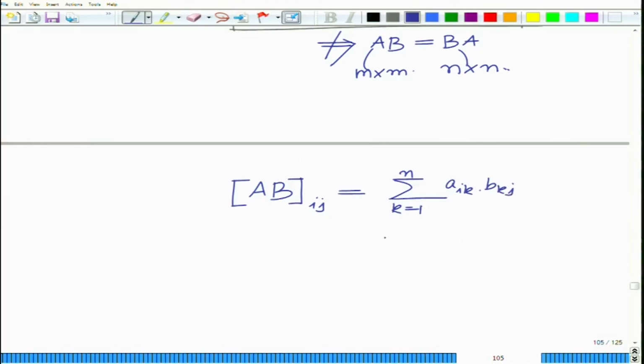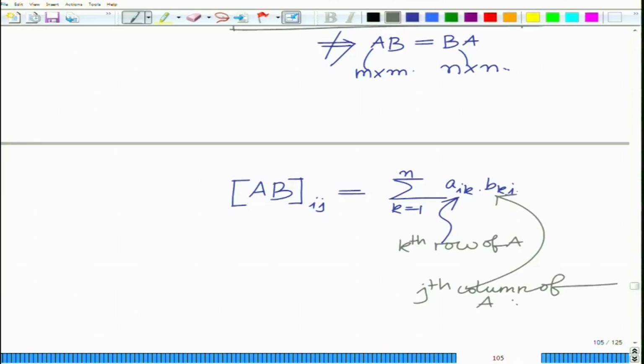aik bkj. That is, the ijth element of the product is the summation of all elements in the ith row of A multiplied by the corresponding elements in the jth column of B. That is, you take the ith row of A and the jth column of B, and do an element by element multiplication and then take the sum. That is the ijth element of AB.